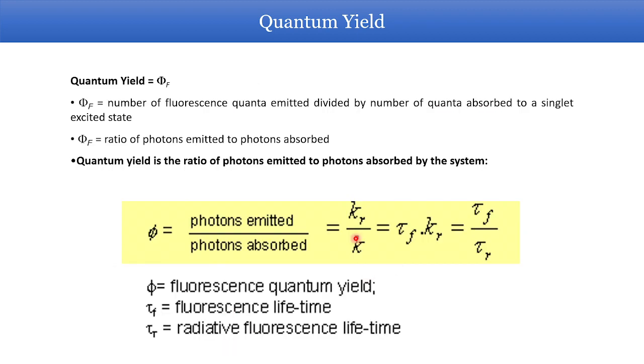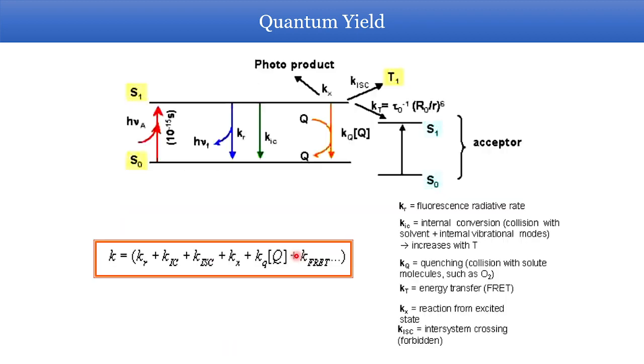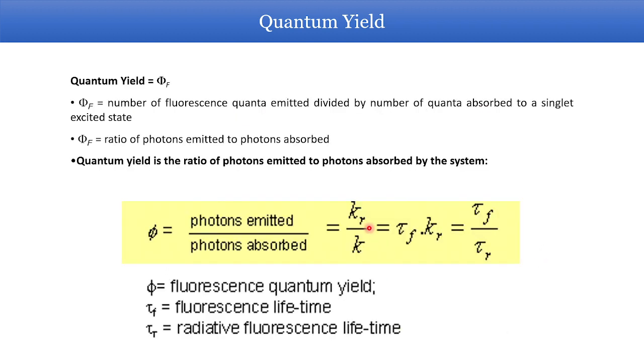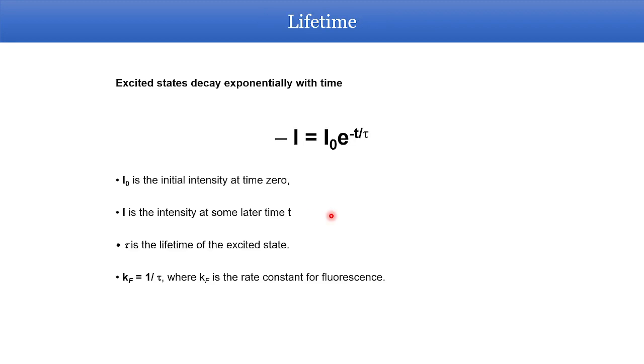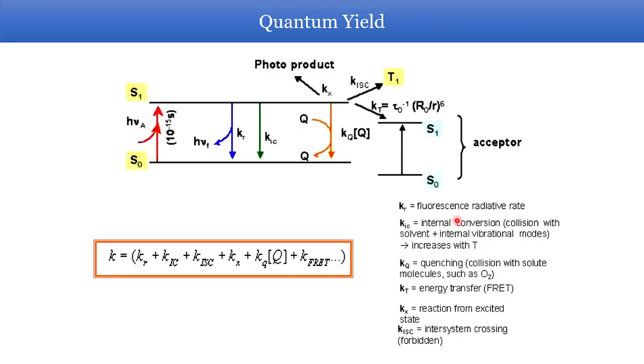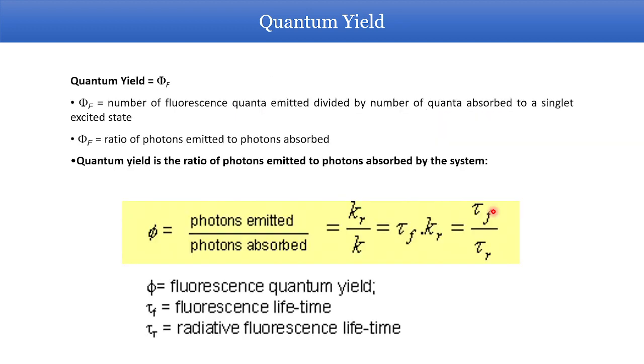Now where do we need this k? These are the photons absorbed. Photons can be absorbed by all of these means, and that is the denominator. The numerator has the photons emitted, that is kr. So what is kr? kr is the fluorescence radiative rate. So it is photons emitted by the photons absorbed.